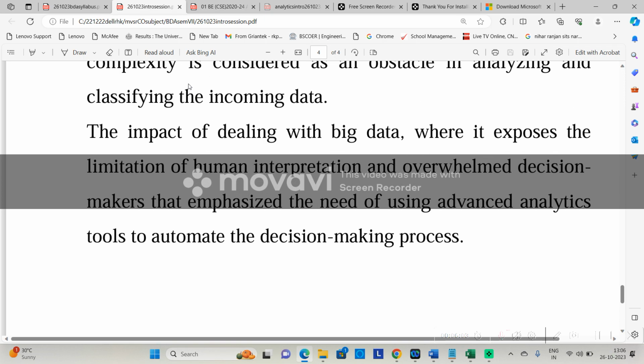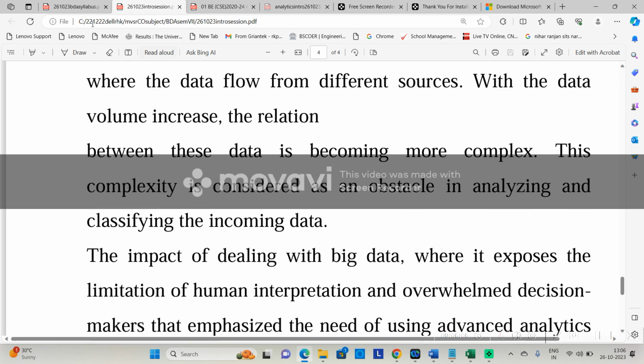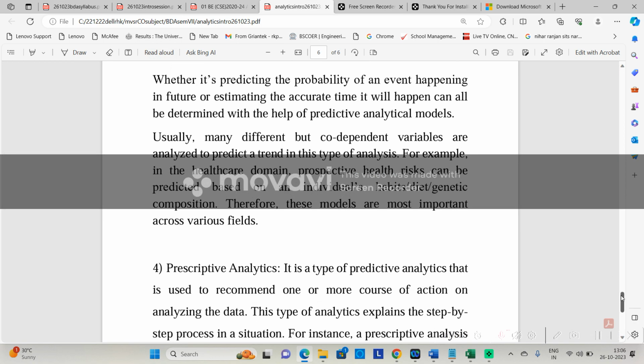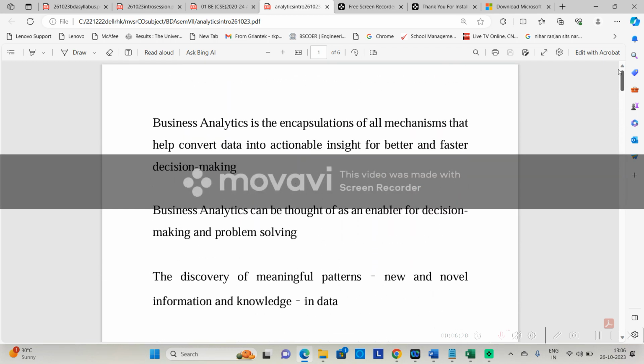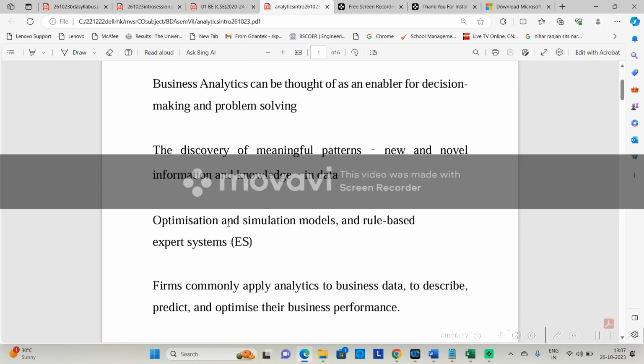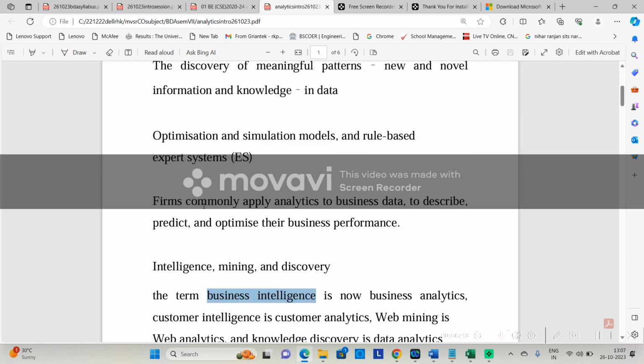So we could decipher the big data term from the syllabus title Big Data Analytics. Let us try to dig deeper into analytics terminology. When I'm speaking about analytics, I'm usually speaking about business analytics. And business analytics indicates faster decision making, better insights, better actionable items, better problem solving, finding new and novel information, usage of simulation tools, expert systems, optimizations.